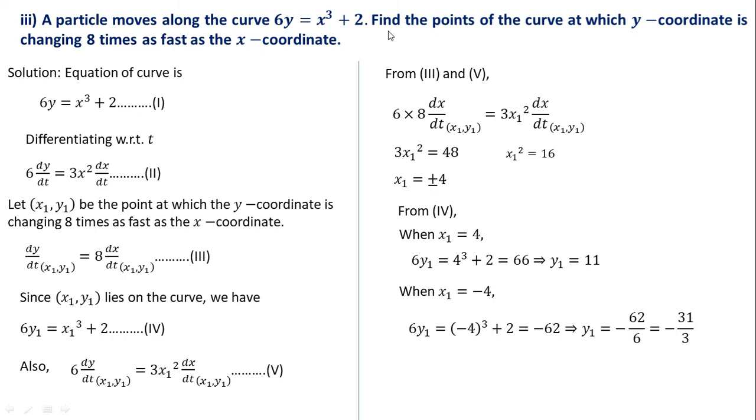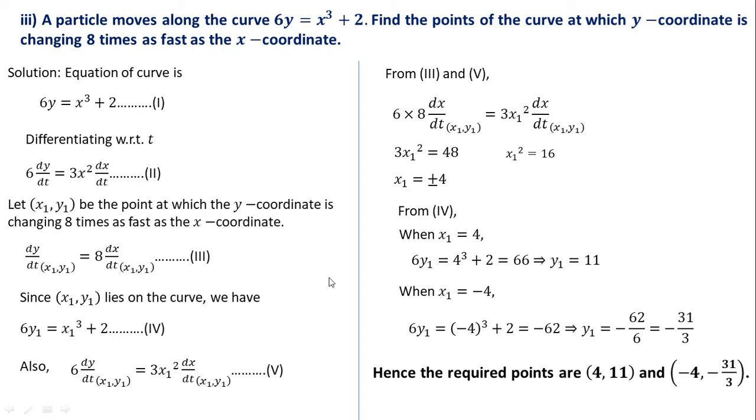See the question, we have to find the points of the curve at which the y coordinate is changing 8 times as fast as the x coordinate. So we get the points. Hence you can say that the required points are 4, 11 and minus 4, minus 31 upon 3.